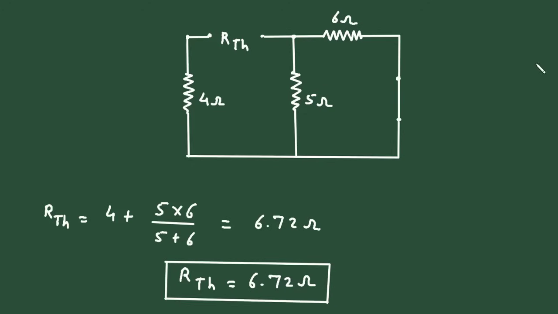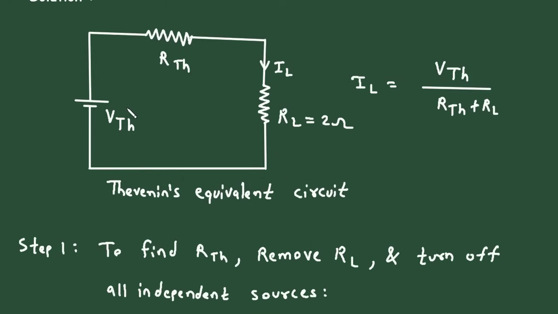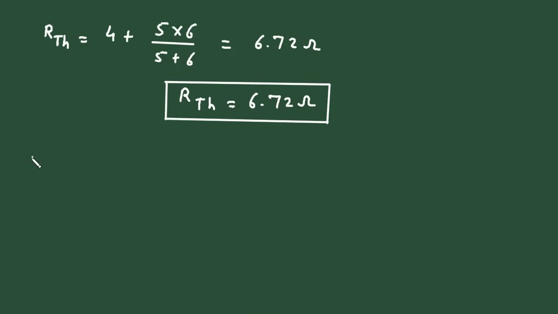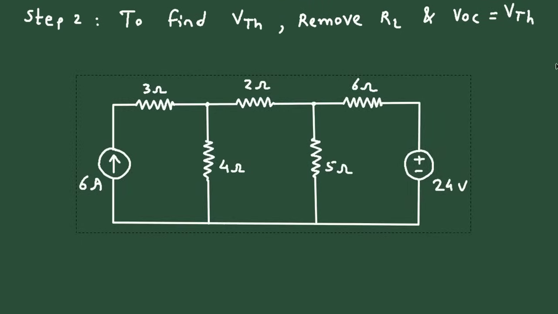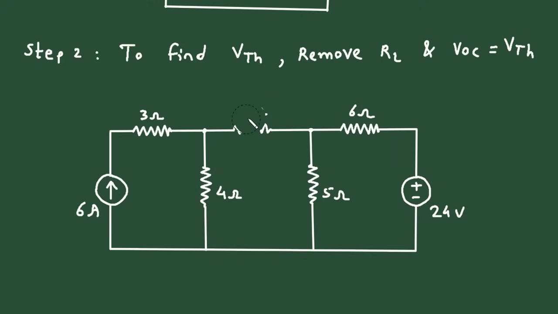Now, next we have to find the value of this VTH, that is Thevenin's voltage. So, step number 2, to find VTH, again remove RL. VOC, that is open circuit voltage, is equal to VTH. So, here again we will remove this RL, and now this will be the open circuit voltage, or directly we can say it is the VTH. So, this will be positive here and negative here.